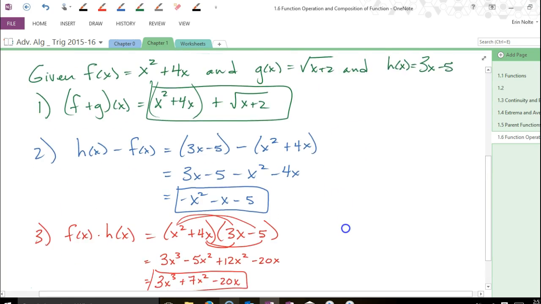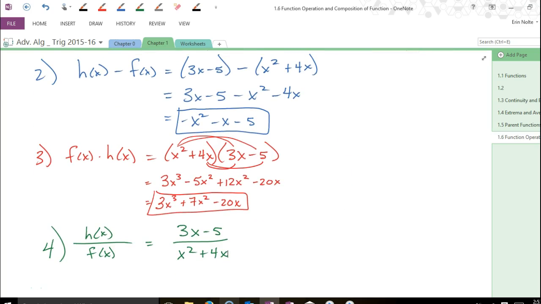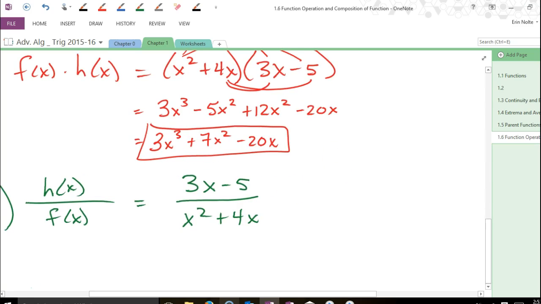Now how do I simplify this? Well, you have to multiply by the conjugate to get that. No, I don't have to multiply by the conjugate. The only time I would need to multiply by the conjugate is if I have a square root in the denominator. You don't even have to do that.